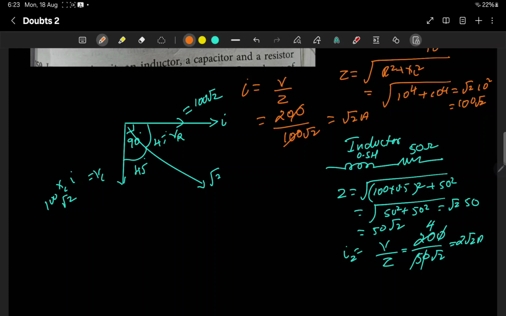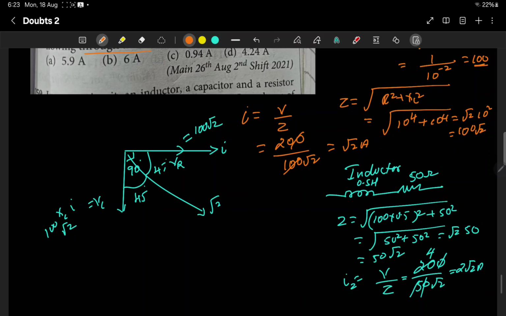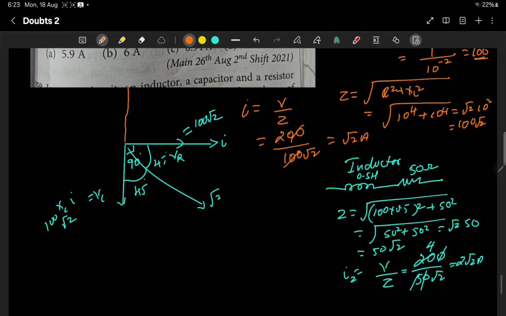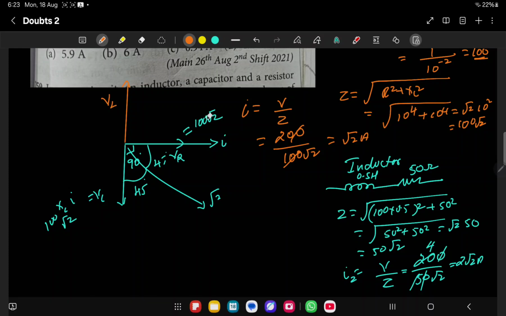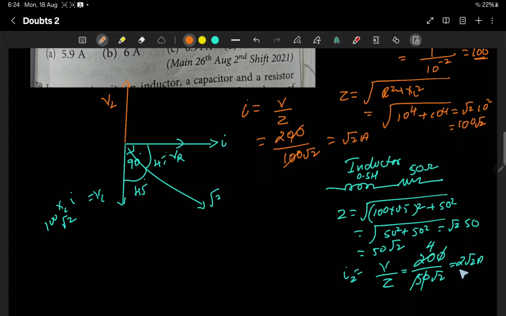Here if you draw the phasor diagram for this, what will we get? So here the current is flowing here, the voltage across the resistor here. In the inductor your voltage will lead by 90 degrees. So here you will have the voltage across the inductor. Here if you see the current 2 root 2, what will be the voltage in the resistor? Voltage in the resistor is nothing but I into R. It is 2 root 2 into 50. So again we will get 100 root 2, same as what we got in the earlier case.